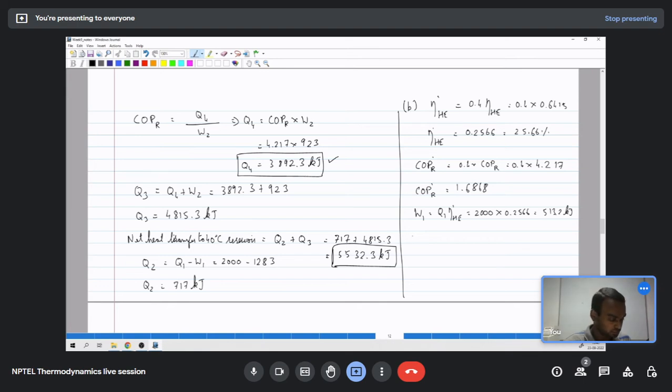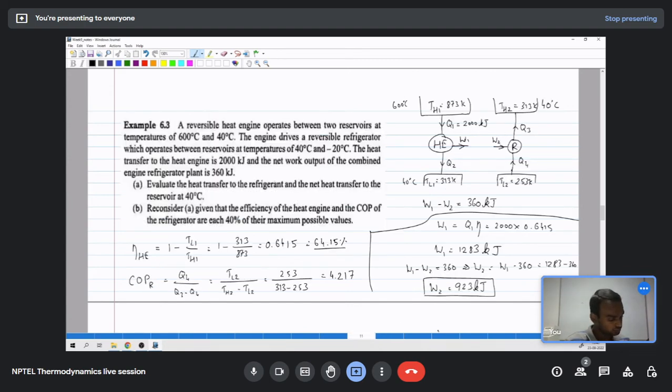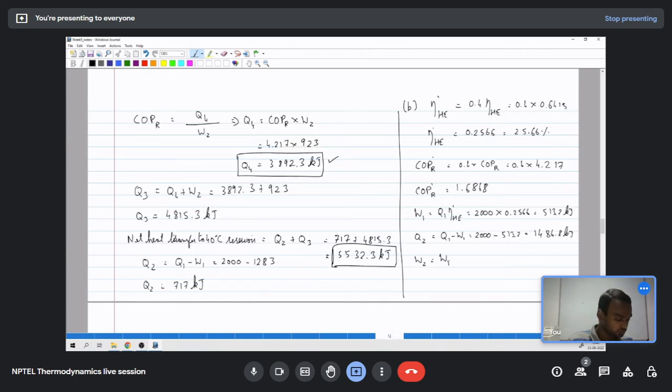Now we can calculate Q2 first. Q2 is Q1 minus W1, which is 2000 minus 513.2, which is 1486.8 kilojoules, and W2 is given by W1 minus 360, which is 513.2 minus 360, that is 153.2 kilojoules.